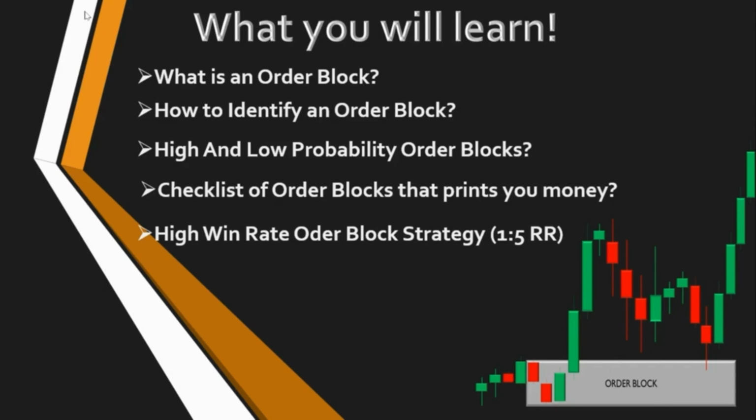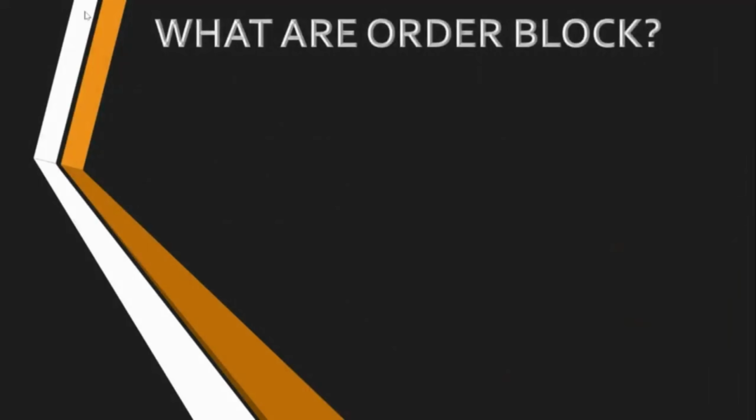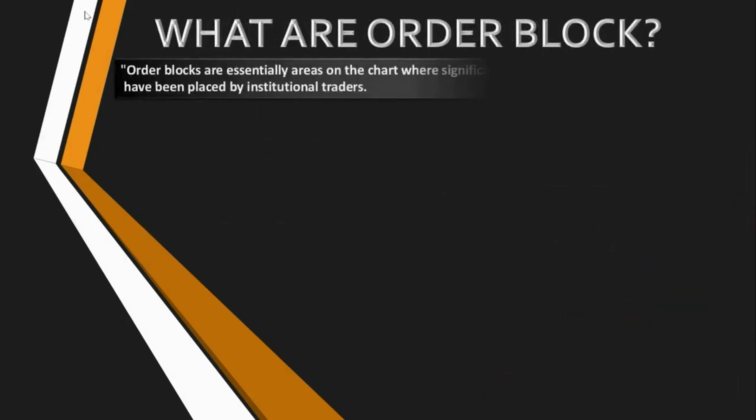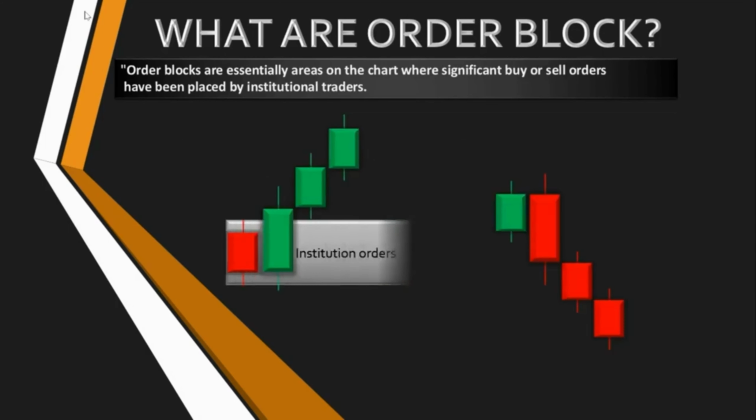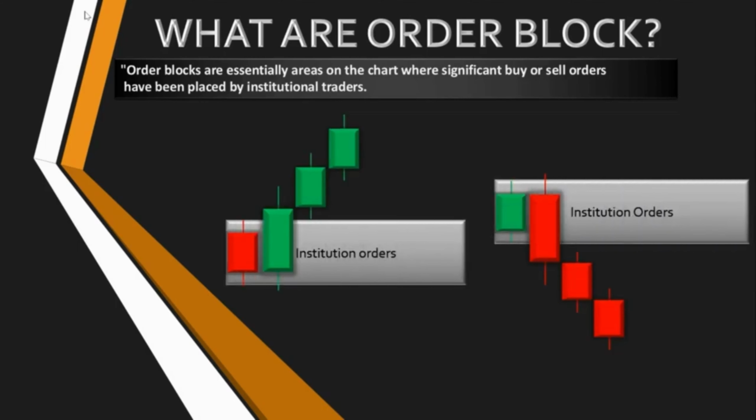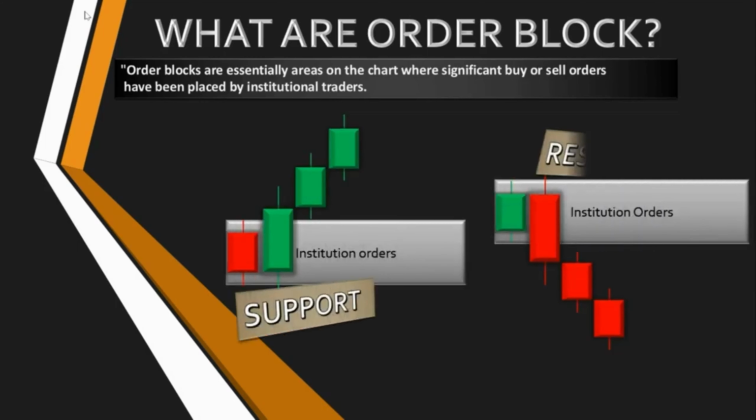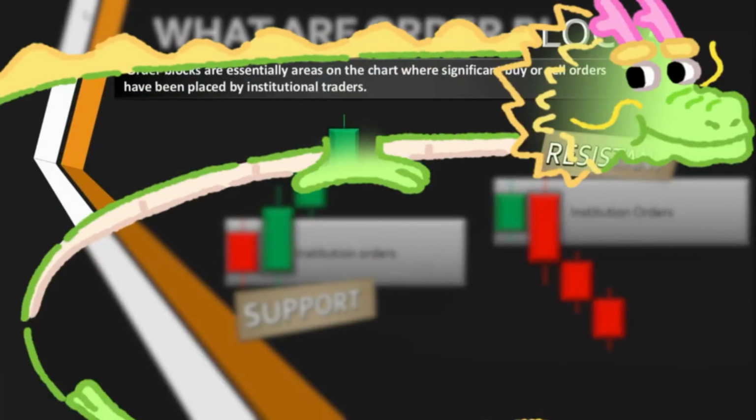This will help you to spot them and use them to your advantage. So let's get started. So what are order blocks? Order blocks are essentially areas on the chart where significant buy or sell orders have been placed by institutional traders. These zones represent strong support and resistance levels. Understanding order blocks can give you a significant edge in predicting price movements.